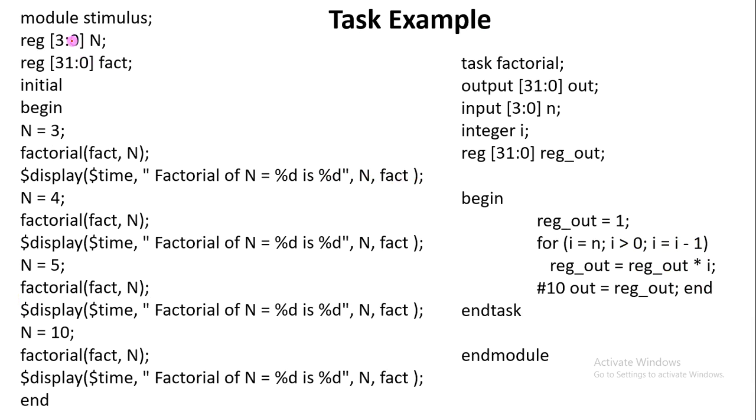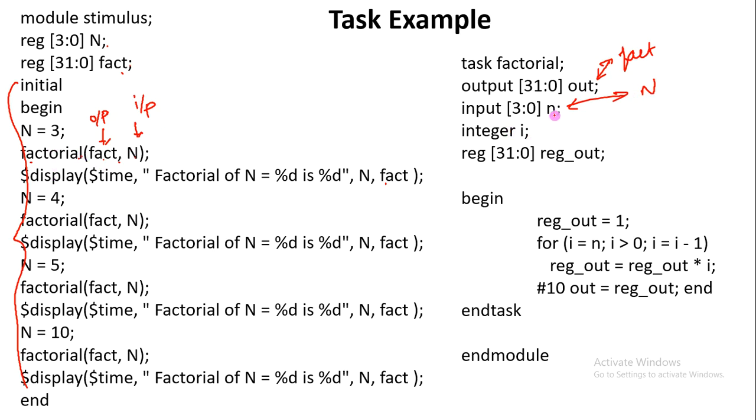In the task it is not so. Input is n, output is 32 bits, fact. I won't go into detail on the stimulus block arrangements. The only thing is that first we are invoking the task. Invoking the task, factorial is the task name, and we pass the input and output arguments in order. First comes the output, then the input argument. You compulsorily need to mention the output argument also. So this output is getting mapped with fact here, and the input is getting mapped with this n, and then the process carries on.